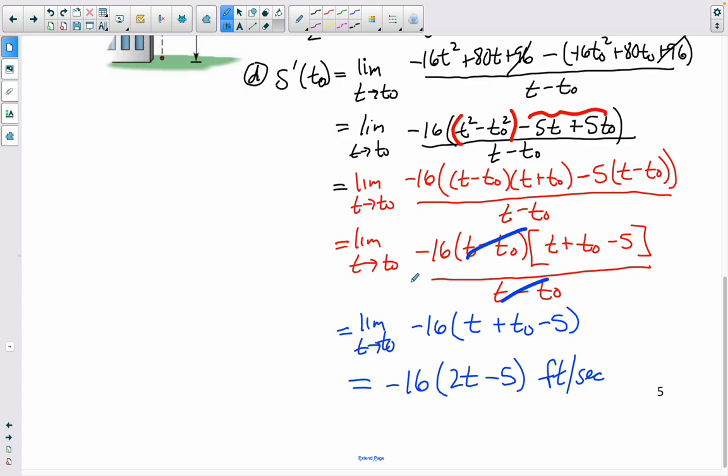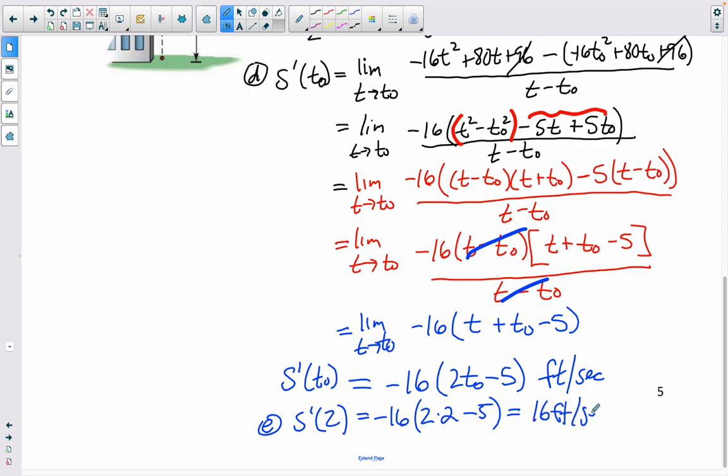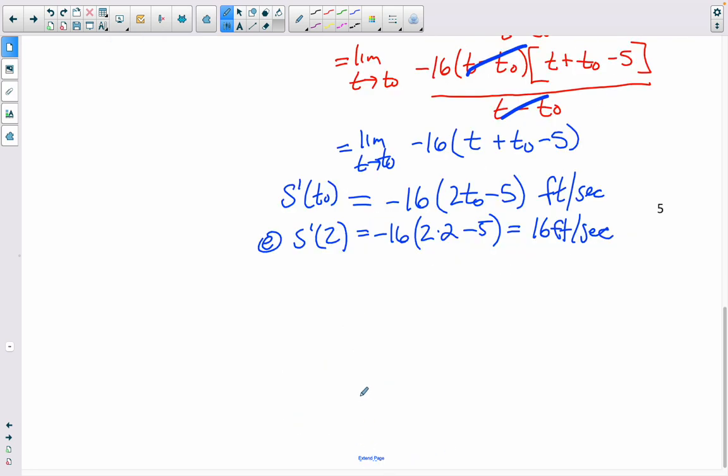Now we're on part E. So now that we know this, okay, so this is t naught. I can now find what. Sorry, that should be t naught. Now we're on part E. S prime of 2 is going to be negative 16 times 2 minus 5. And we get 16 feet per second. So at exactly 2 seconds, the ball is moving 16 feet per second.